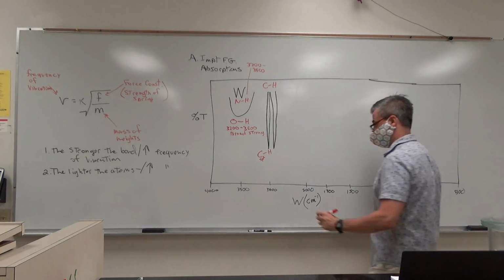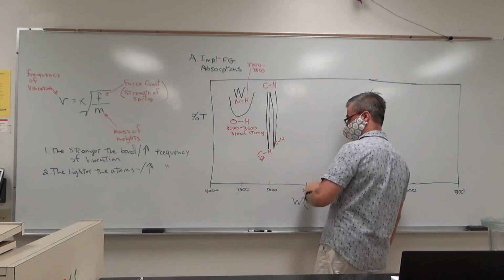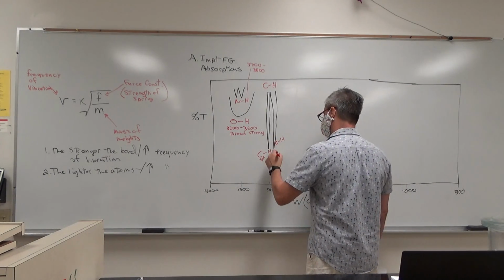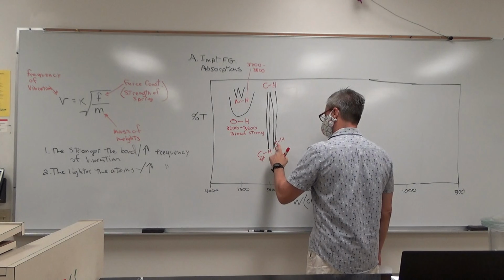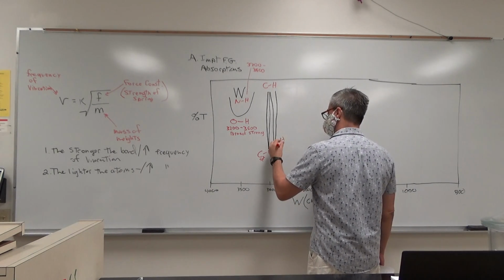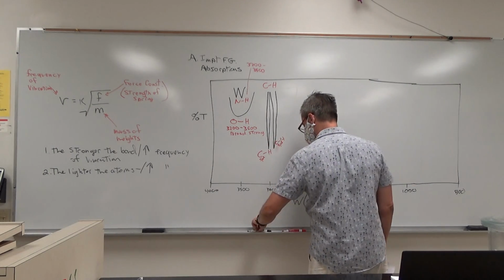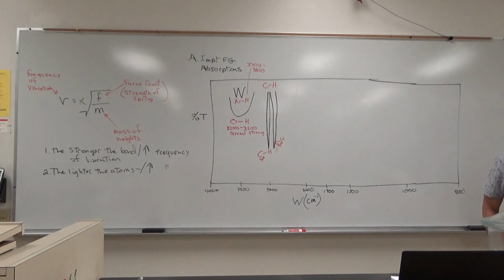Okay? If it's a carbon-hydrogen, and it's on this side of 3,000, right around 2,900, then it's an sp3 carbon. Okay. All right.